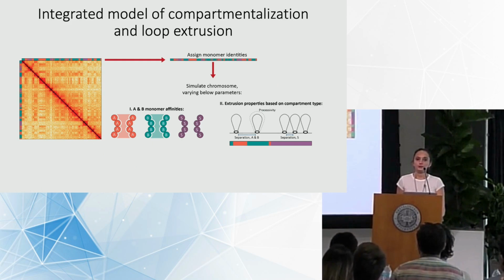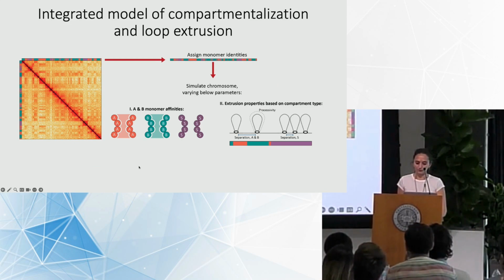So with all this information about what might be driving the folding of the Bombyx mori genome, I developed an integrated polymer model combining both A and B monomer affinities and separations and loop extrusion, specifically tuning the overall abundance of loop extruders in A and B versus the abundance in S separately, and kept processivity, which is the average size of a loop generated by an unobstructed loop extruder. And here's what we learned.